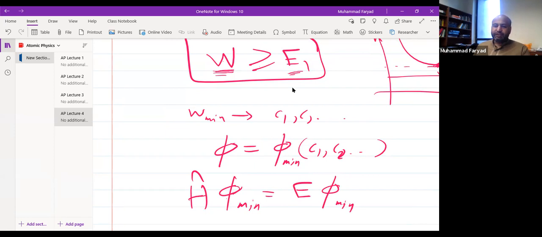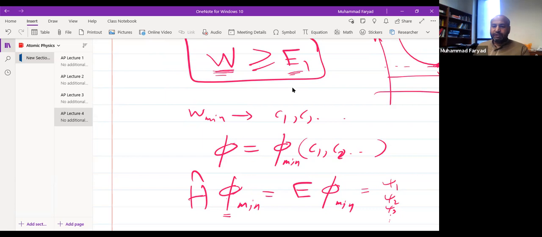Now when it is proved that this is an eigenfunction of H, there are only a few possibilities: either this is the ground state, or maybe this is the first excited state, or maybe the second excited state, and so on. So if it satisfies this, we can now be sure that phi minimum is equal to either psi 1 or psi 2 or psi 3 and so on.